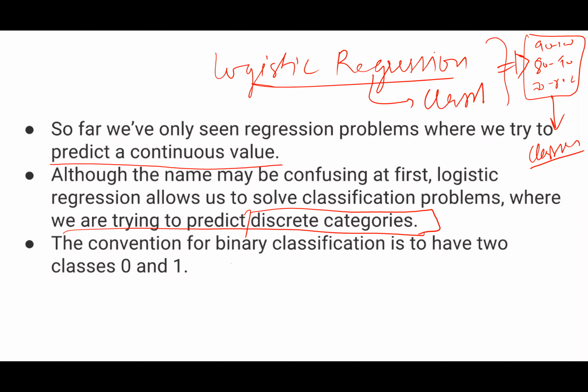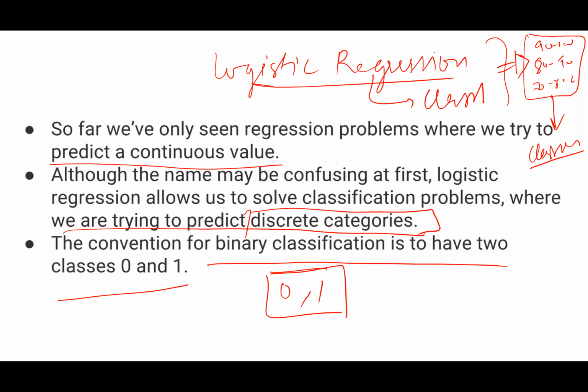The convention for binary classification is to have two classes, 0 and 1. To represent the two classes mathematically, we directly use 0 and 1. So 0 means absence of something, 1 means presence of something. It is there or not. So male or female can be easily represented in the form of 0 and 1.